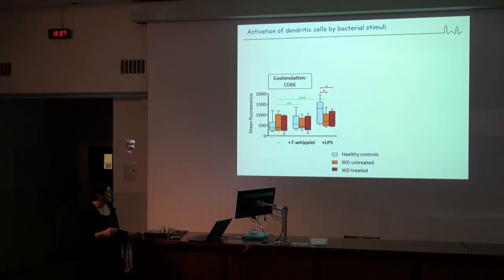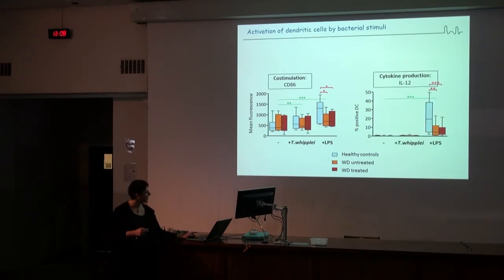But if we then look at the activation and maturation of the dendritic cells after stimulation with antigenic components of bacteria, and here we include the healthy controls, untreated Whipple's disease patients, and treated Whipple's disease patients, we measure CD86 as a molecule which indicates maturation of dendritic cells. You'll see that Tropheryma whipplei induces slight maturation of the dendritic cells, and bacterial LPS induces a high maturation rate of the dendritic cells normally in healthy controls, but in Whipple's disease this maturation is reduced.